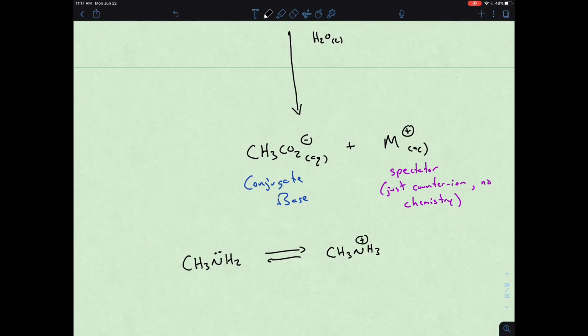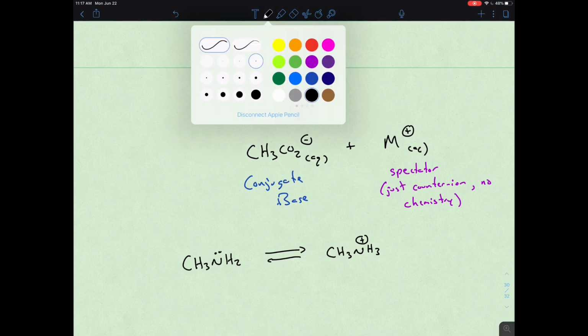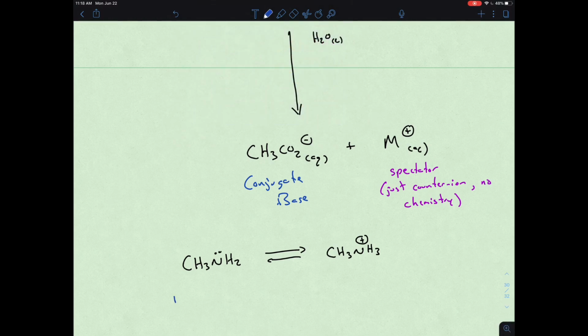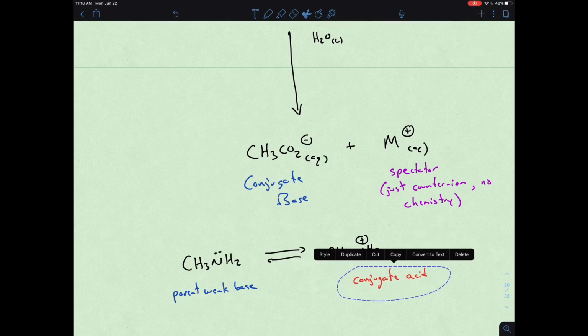Right, looking at the base side of things, here is our parent weak base, and then on the other side we have now the conjugate acid, which is also weak. That's why we have the equilibrium process.